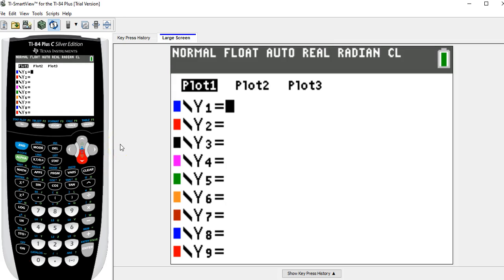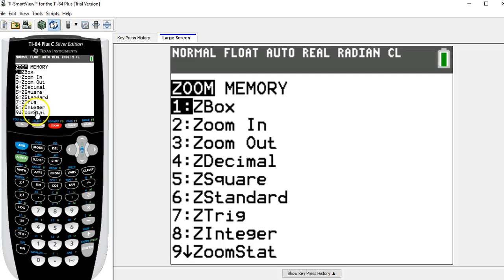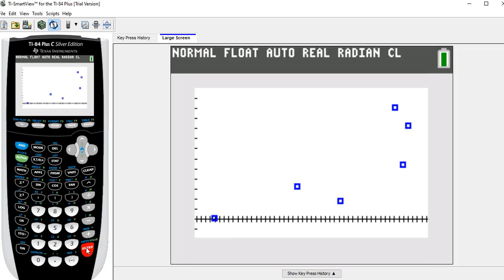And to get the scatter plot, I'm going to go to zoom, and I'm going to go to zoom stat, which looks like it's number 9 here. And if I go to zoom stat, there's a picture, a scatter plot of this picture. Now let's see which one of the answers in the homework looks like that.